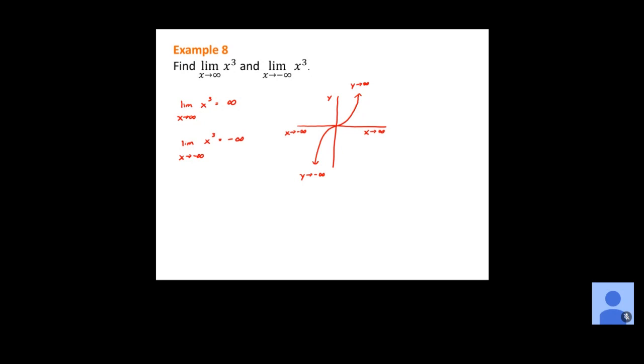So again, a graph with no horizontal asymptotes, right? Because we're not approaching a specific value, but we can at least describe that the right-hand side is going up towards positive infinity and the left-hand side is going down towards negative infinity now.